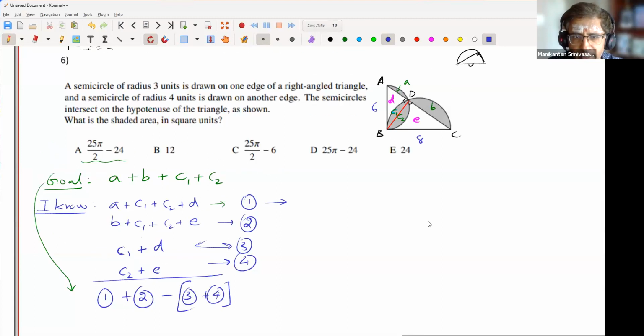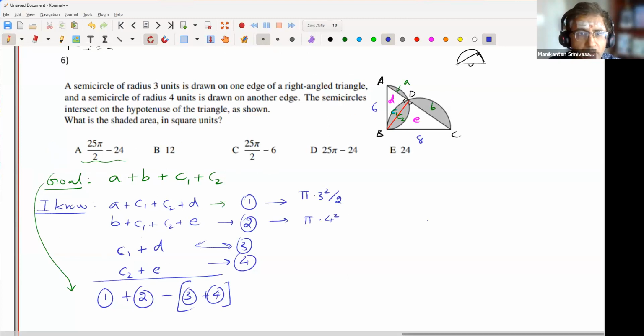So this is one semicircle, which is pi into 3 square by 2. The other one is the other semicircle, which is pi into 4 square by 2. Radius is 3, right? And then these two can be combined, right? I didn't even have to split them as two different triangles. So in retrospect, I didn't need this middle line.